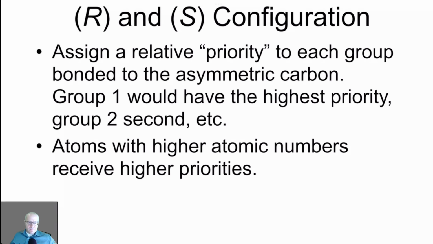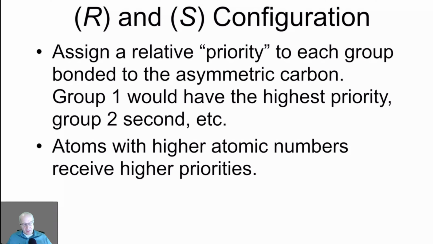All right. When assigning RNS, we have to assign what's called relative priority, and it's 1 through 4. Group 1 has priority 1. Group 2 has priority 2. Group 3 is 3, and group 4 is 4. So that's how it goes. The top priority is 1. The last priority is 4.